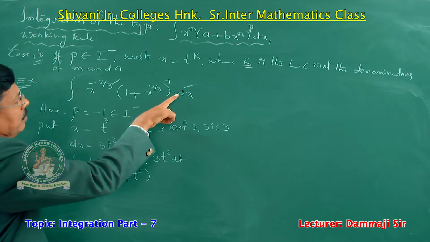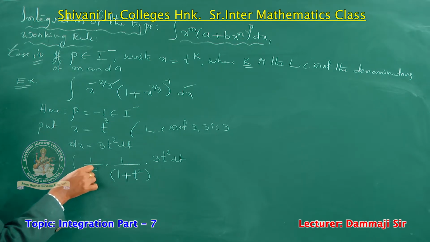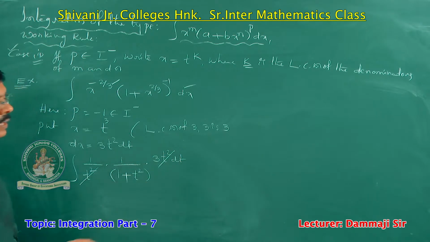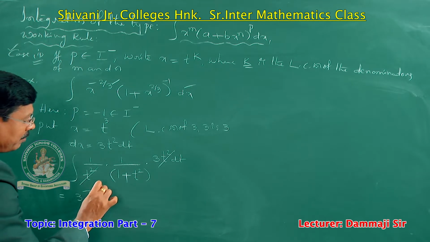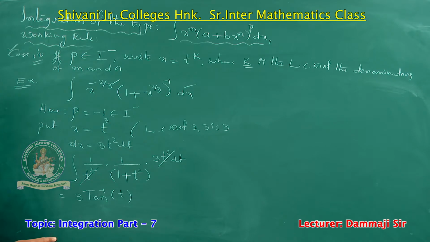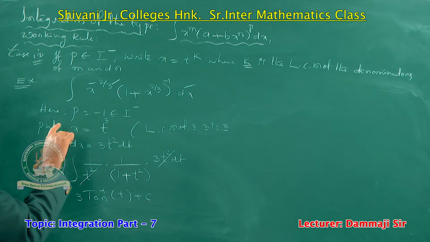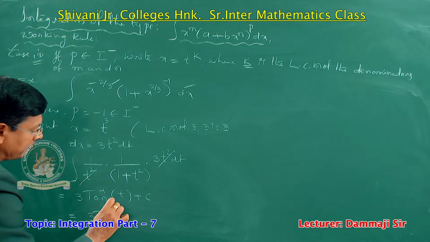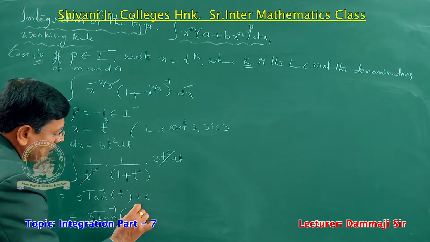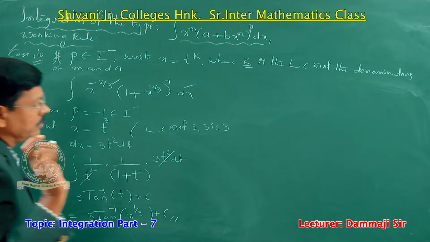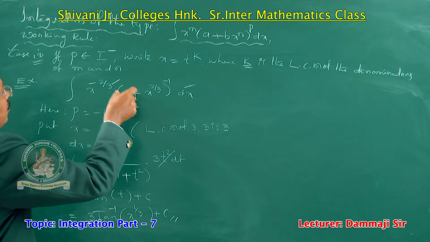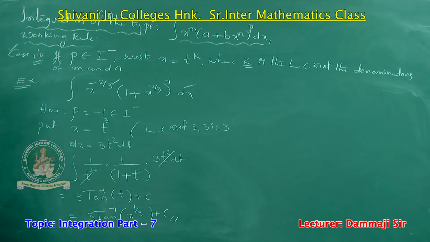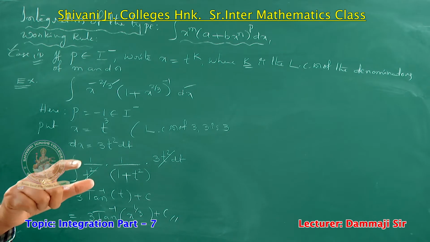This is a complete change of the variable. Then we have a common factor and get cancellation. Then we get one of the standard forms, that is tan inverse of t. Already we know that. t is nothing but the cube root of x, so the answer is 3 tan inverse of x^(1/3) plus c. That's all. In case you don't know which type of integration this is, you should not go to the advanced problems.